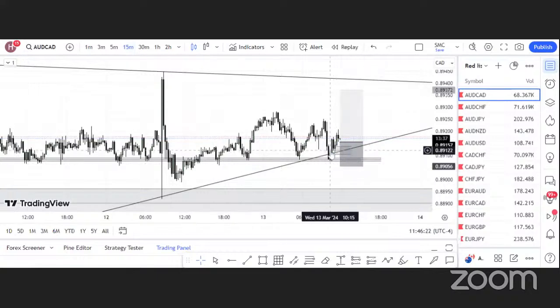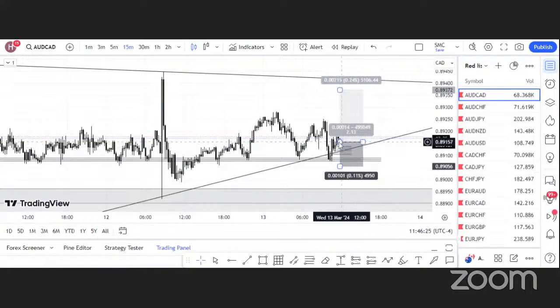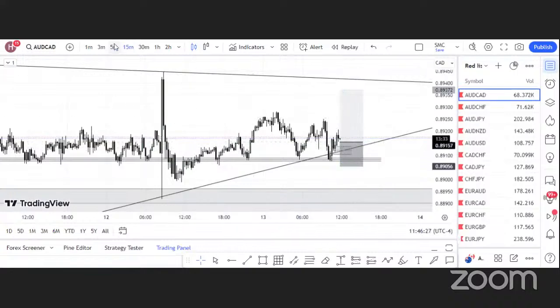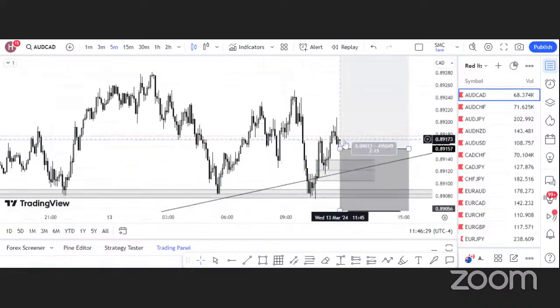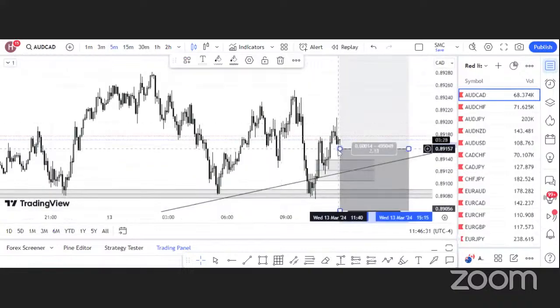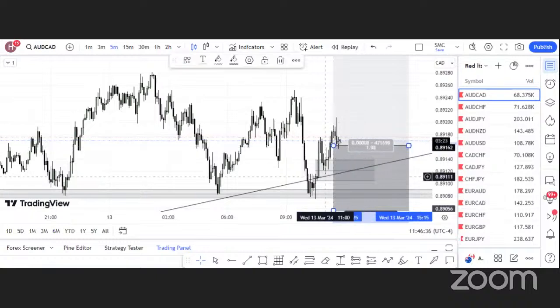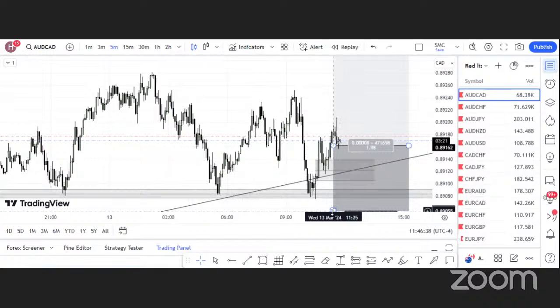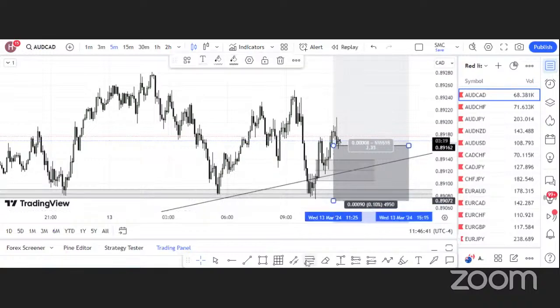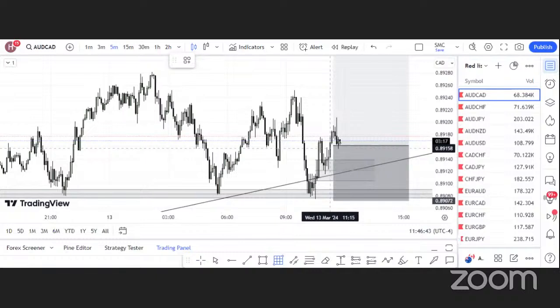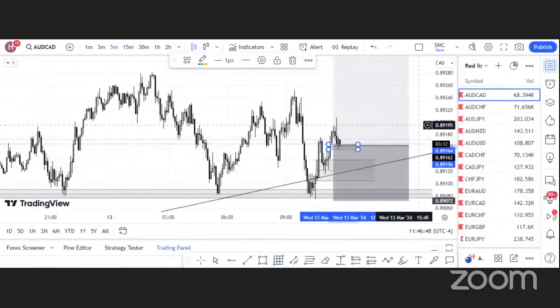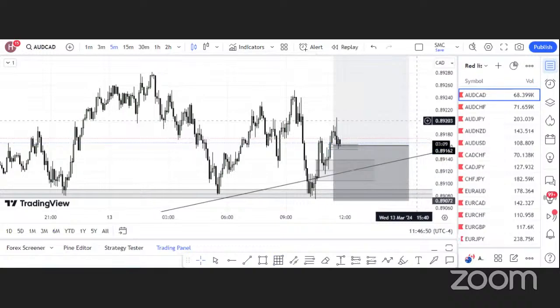So I just need this market to make a short retracement back to this zone. Right, the market is making a bearish move right now. Let's see if it's going to get to our entry point.